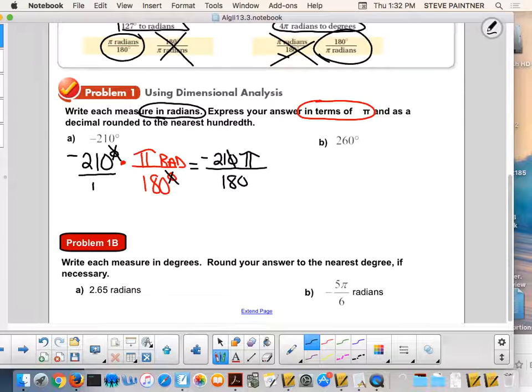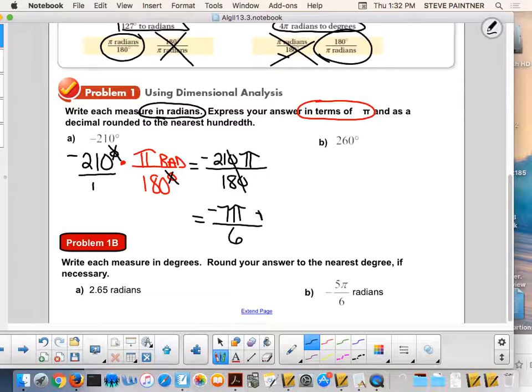10 does. 21 and 18. What goes into 21 and 18? 3. Answer? Negative 7 pi over 6, right? So, negative 210 degrees is equivalent to negative 7 pi over 6 radians. Okay?